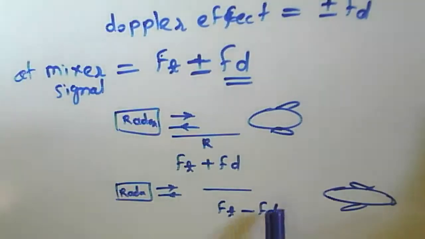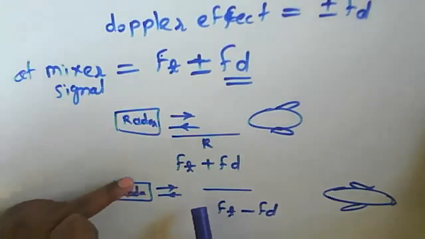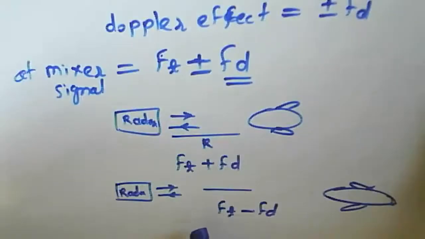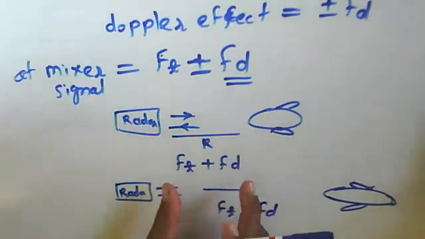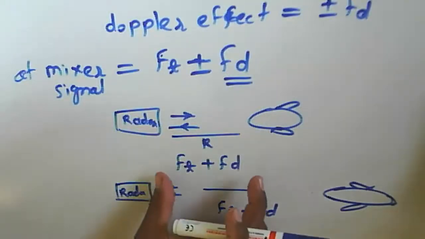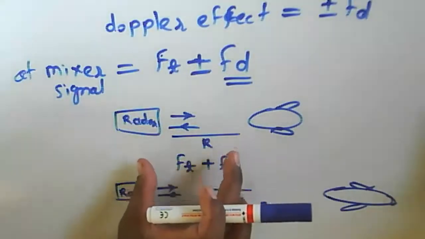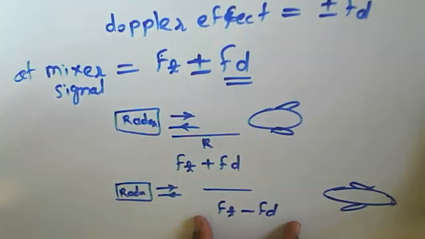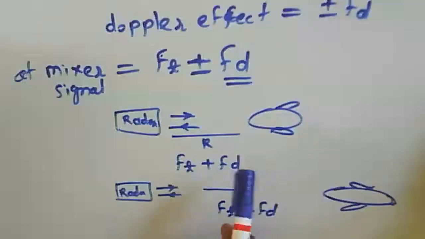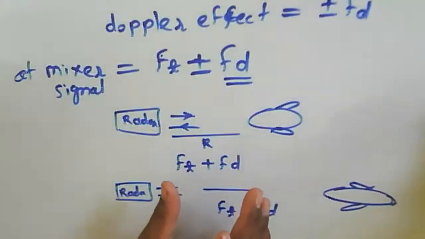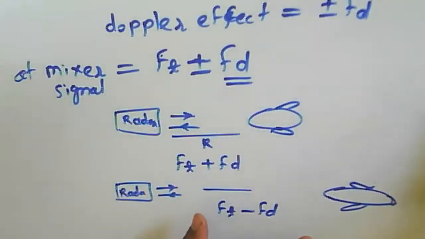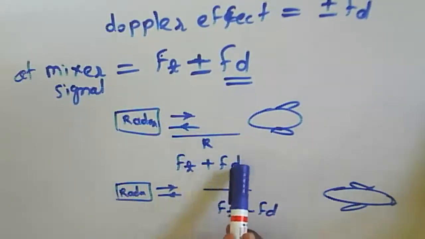This one is about the echo signal. We are receiving the echo signal, and that will be FT plus FD or FT minus FD. If the target is moving toward the radar, FT plus FD. If the target is moving away from the radar, then FT minus FD. So that is the meaning of moving away from the radar or nearer to the radar. That frequency here, FT plus FD means what?